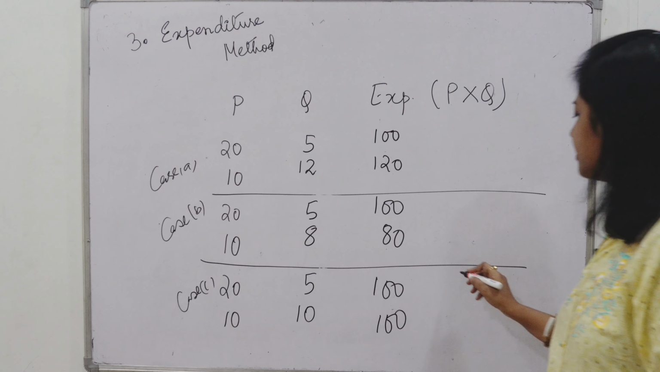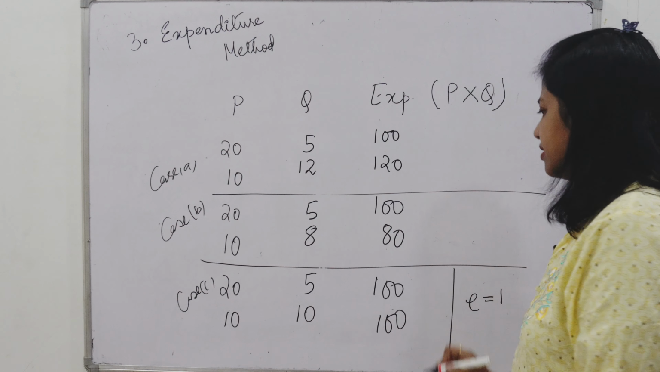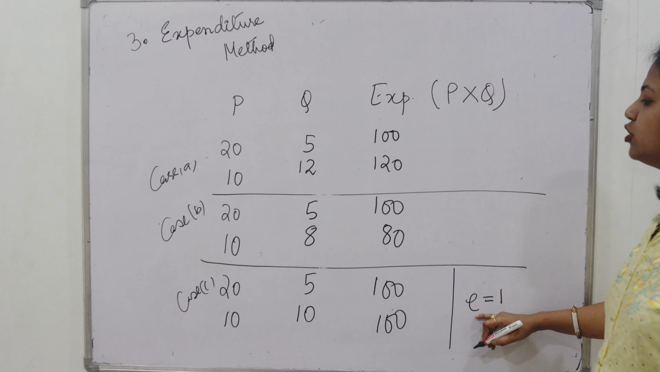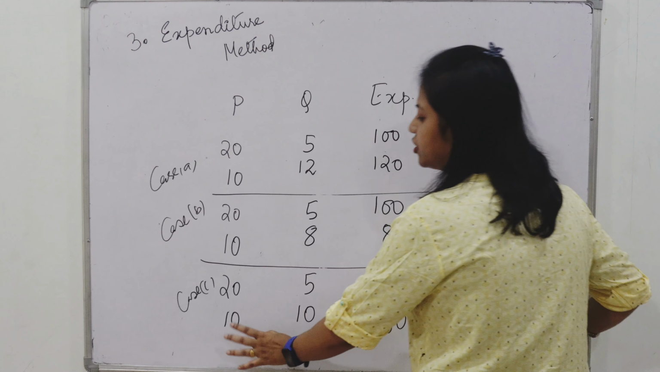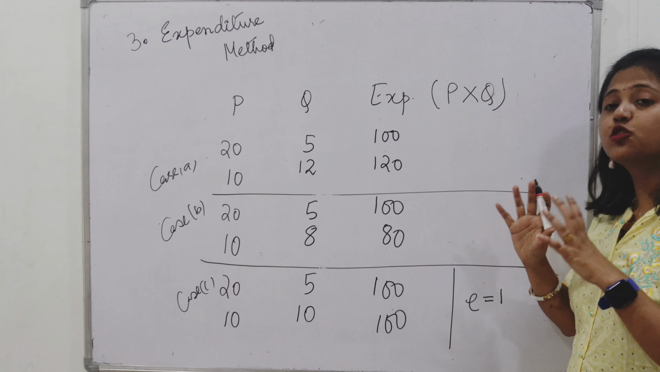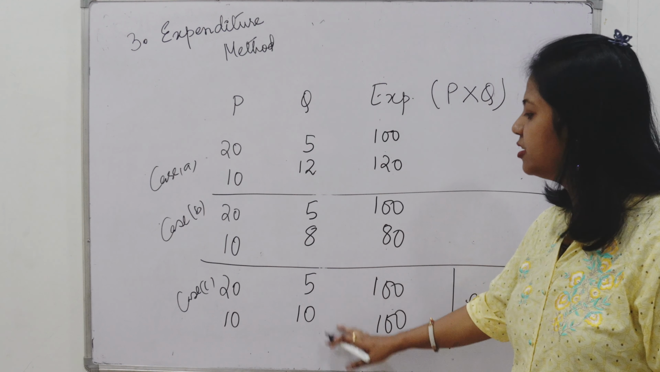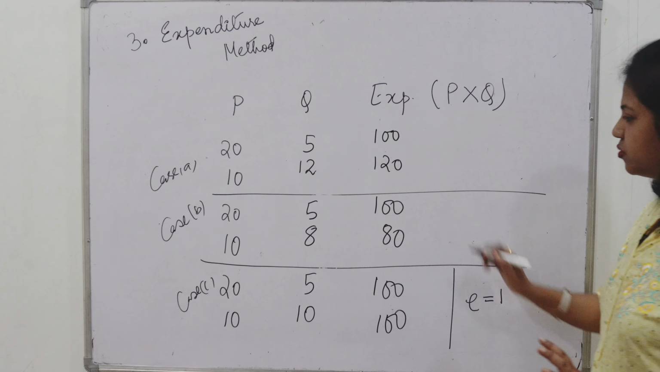So for the first instance, this one I would say E is equal to 1. Okay friends, E is equal to 1 means there is no change in the expenditure corresponding to change in the price, means expenditure is not responding. Expenditure is not sensitive to the change in the price, though my quantity demanded is fluctuating, but ultimately the expenditure is not responsive.